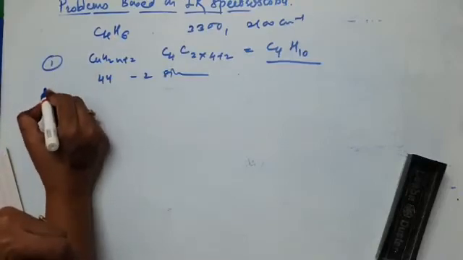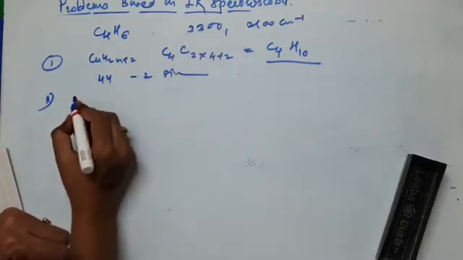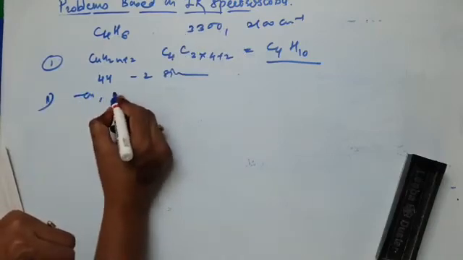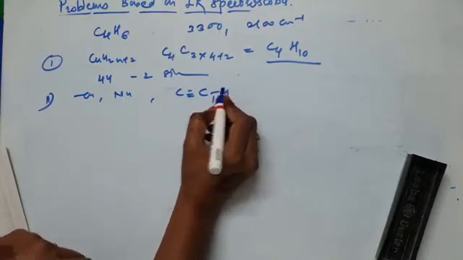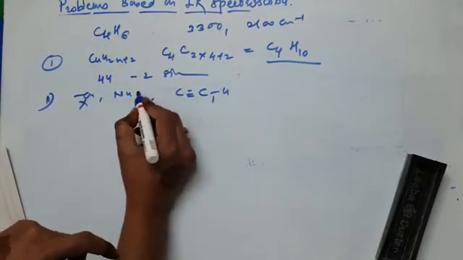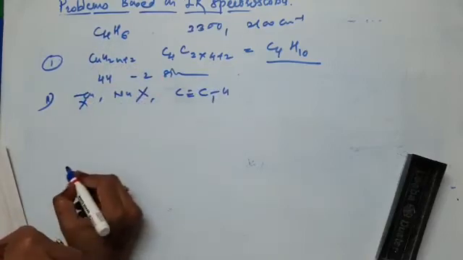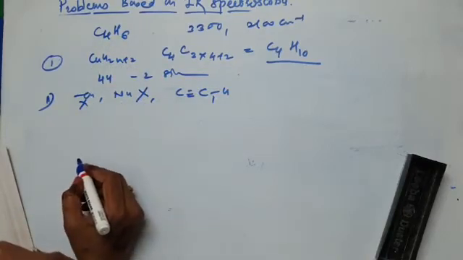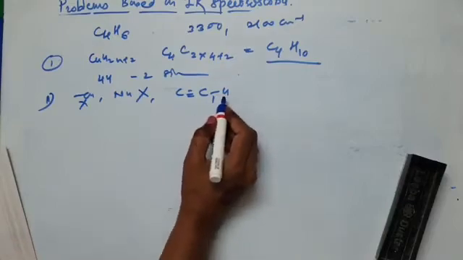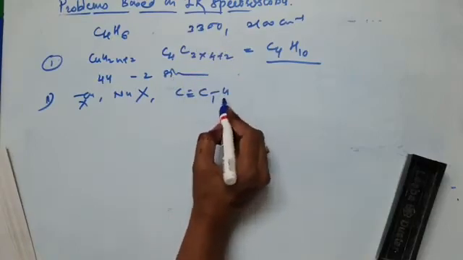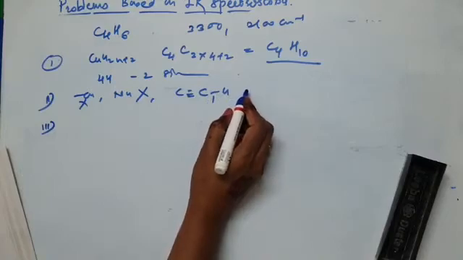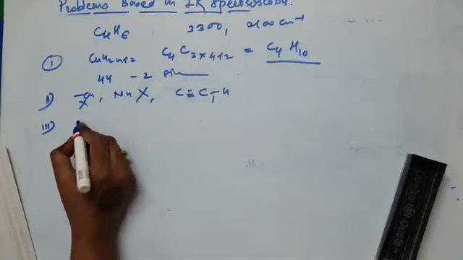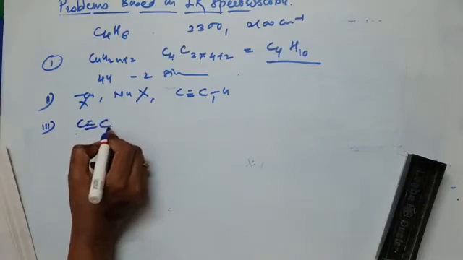Now again, the possibilities for the band at 3300 are OH, NH, or terminal alkyne CH stretching. As there is no oxygen, the possibility of OH is ruled out. As there is no nitrogen, the possibility of NH is also ruled out. So what is remaining? There must be the presence of a carbon-carbon triple bond. So the IR band at 3300 is due to the triple bond CH stretching, and it also shows a band at 2100, which is due to C triple bond C stretching.